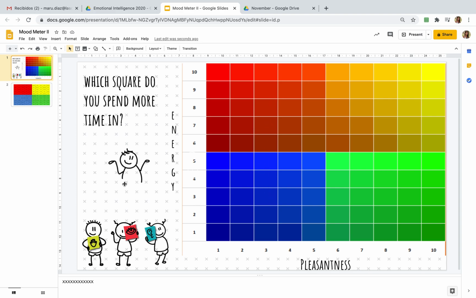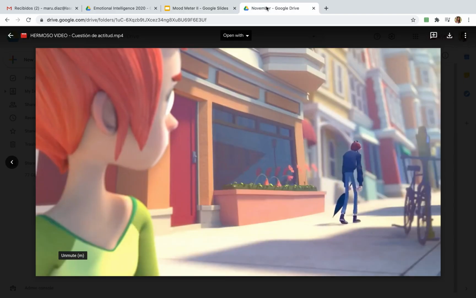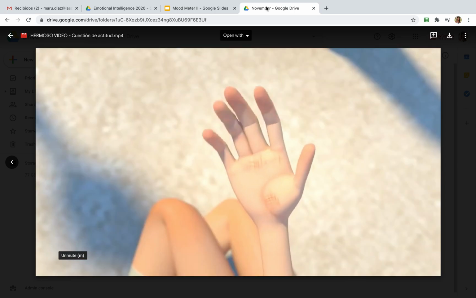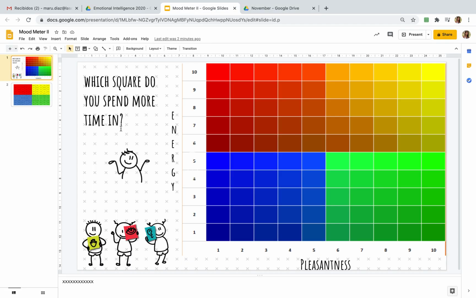So, first activity, that's why I was showing you the boy and the girl who clearly spend more time in their lives in kind of opposite squares, right? So, first activity I'm going to ask you is to place yourselves in the square you spend more time in. In my case, I feel I spend most of my days, not all of them, and not all the day, in the yellow square, right? Yellow closer to green, let's say, but it can be any.